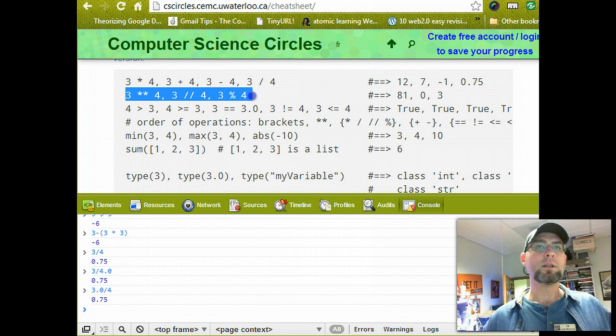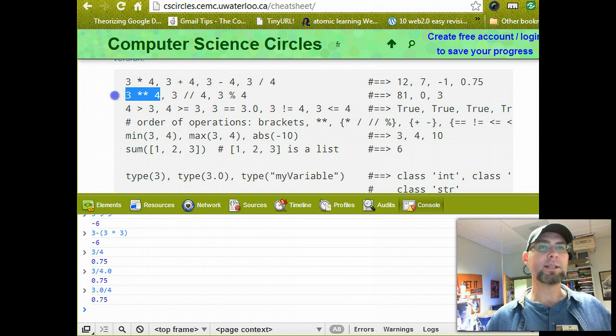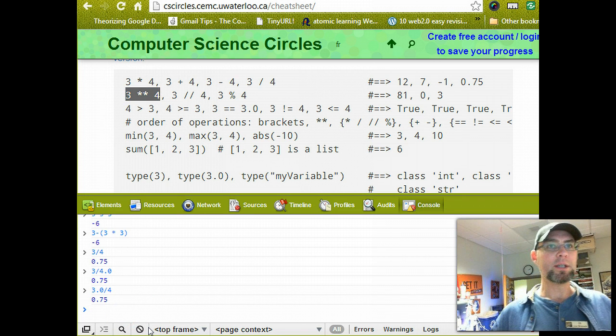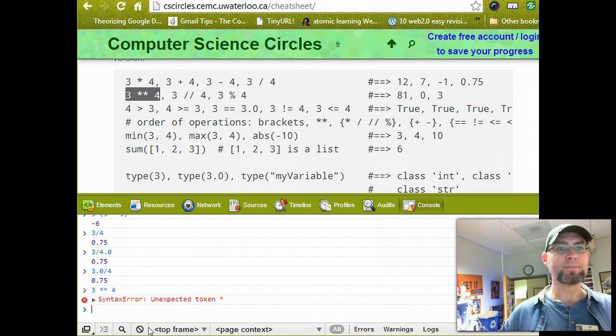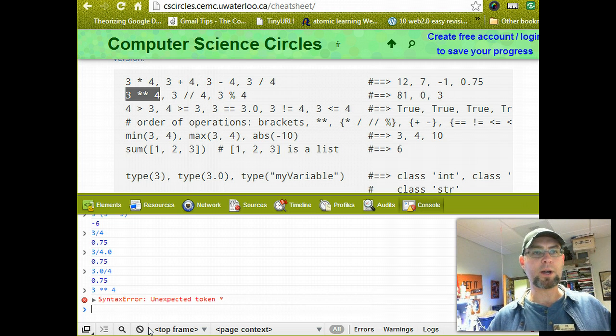3 star star 4. So what is that? Well, it says the result is 81. We talked about this in class. That's actually 3 raised to the 4th. Can I do 3 star star 4? Nah, JavaScript has no idea what I'm talking about in that case. So well, how do we do exponents? I want to raise 3 to the 4th in JavaScript.